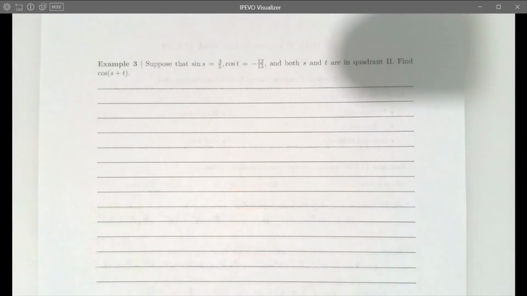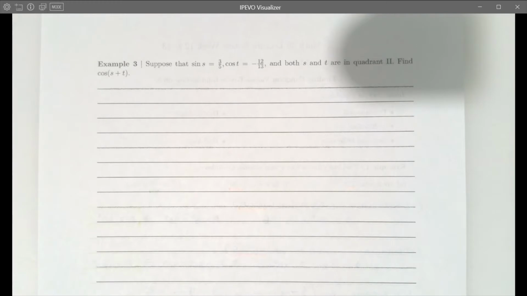For example number 3, suppose that sine of s is 3 over 5, cosine of t is negative 12 over 13, and both s and t are in quadrant 2. Find cosine of s plus t. Now this one is similar to example 2, except that we have to find cosine of s plus t rather than just maybe cosine of s.